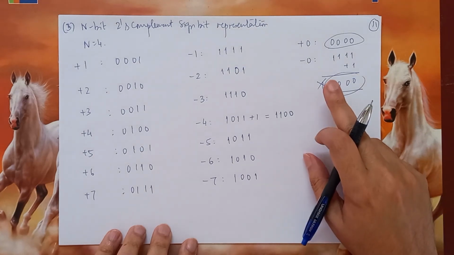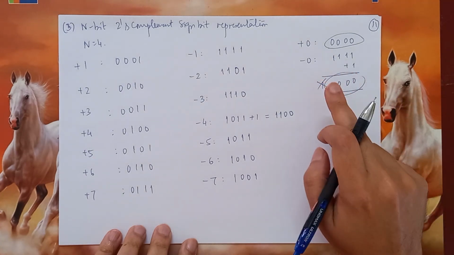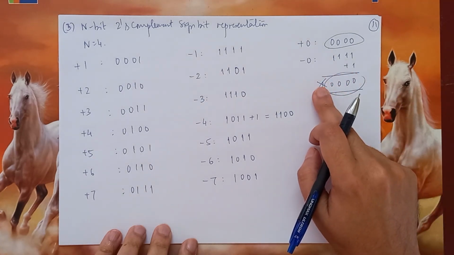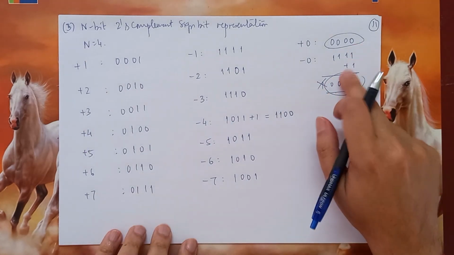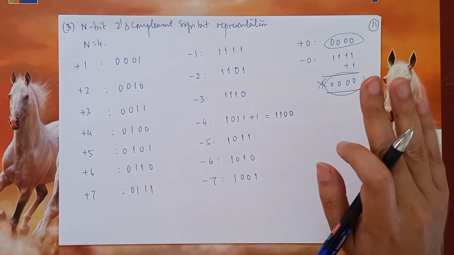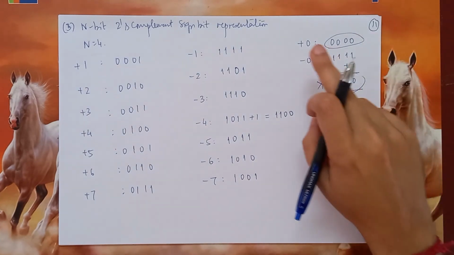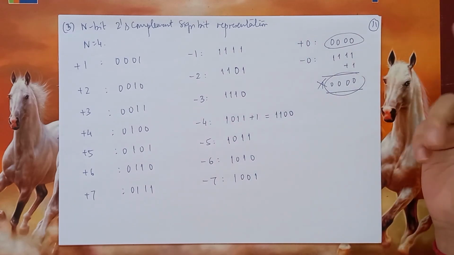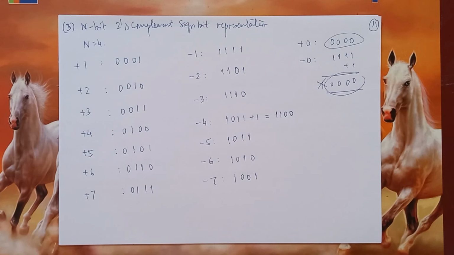Moreover, whether or not you ignore this one over here, there is this extra additional bit which has come, which is violating the n equal to 4 requirement. So with the 2's complement sign bit representation, there is absolutely no ambiguity about 0. +0 and -0 are one and the same. They are 0000. That is distinct.